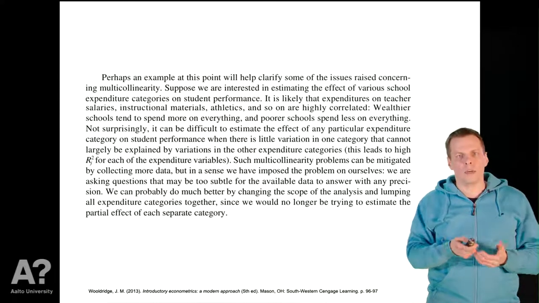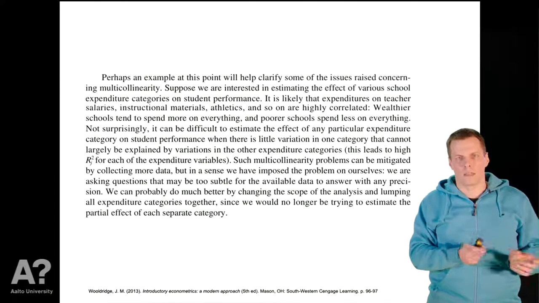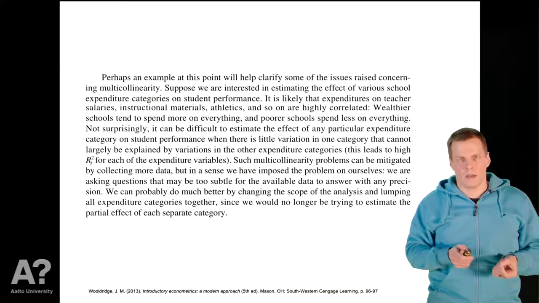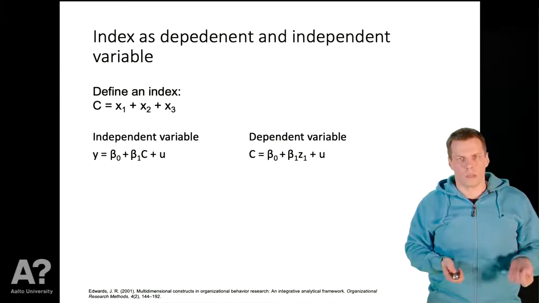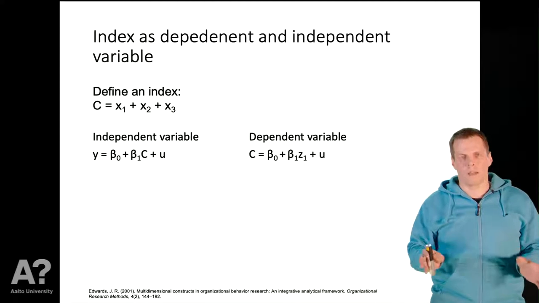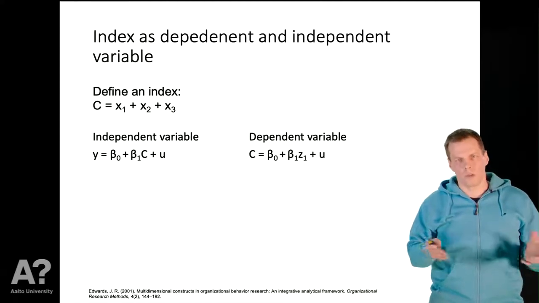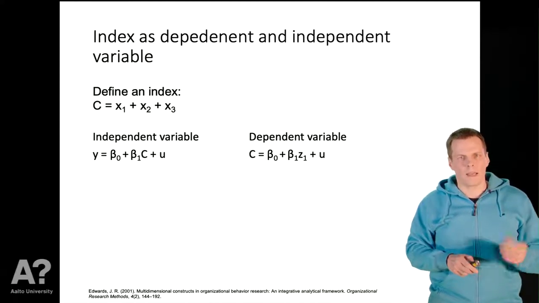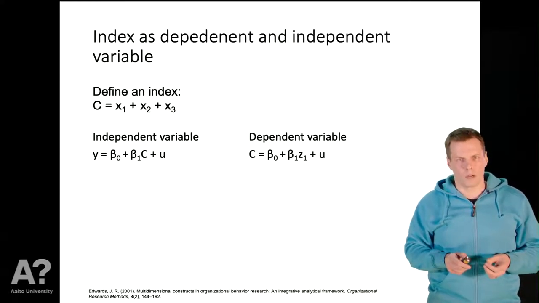When we do our indices, there are a couple of statistical assumptions that we make, and then we have to decide whether those assumptions are reasonable. So let's consider that we have an index C defined as a sum of x1, x2, and x3. For simplicity, I'm just using a sum. I could also be using a weighted sum. The index can be used as an independent variable or as a dependent variable in the regression analysis.